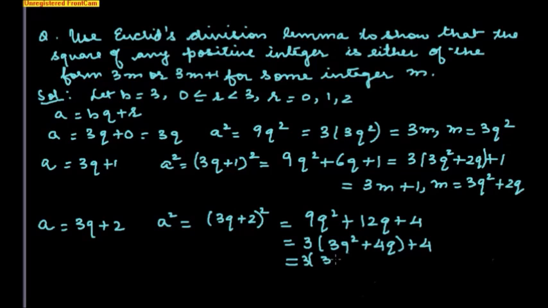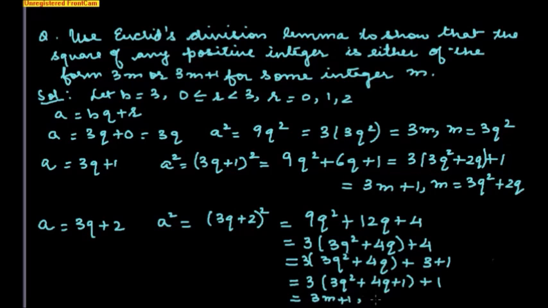This can be written as it is, and 4 can be written as 3 plus 1. Now out of the first term, the second term and the 3, I take 3 common. So I am left with 3 into 3q square plus 4q plus 1, plus 1. Now I can write it as 3m plus 1, where m, in this case, is 3q square plus 4q plus 1.